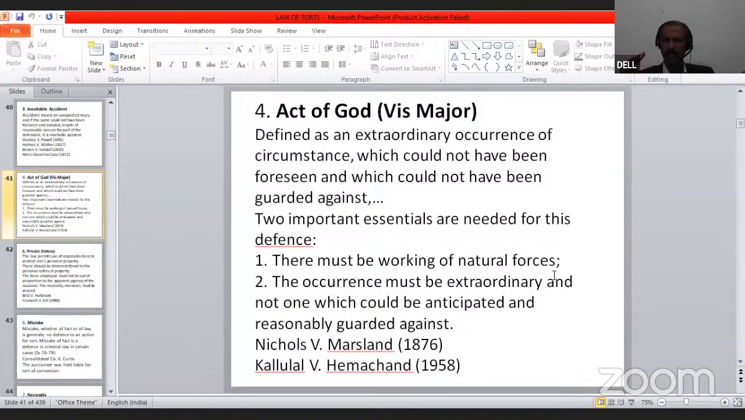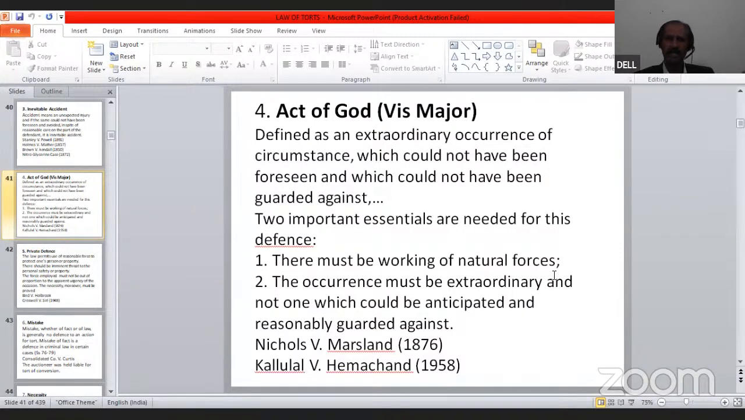Court accepted when the history was seen, it was heaviest in human memory and an extraordinary heavy rain, hence it was considered as an act of God. There is another case, Kallulal versus Hemchand. Normally we give this example. A wall of a building collapsed because of 2.66 millimeter rain, not able to withstand the ordinary rain, and it clearly shows that there is negligence on the part of the contractor. A child died because of the fall of the wall in ordinary rain, and hence Kallulal filed a case against the contractor and the court said yes, it was negligence, it is not an act of God.